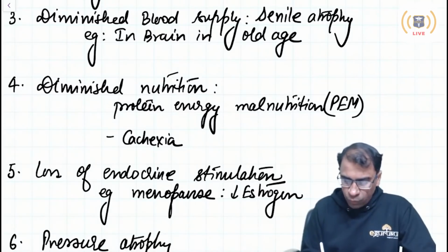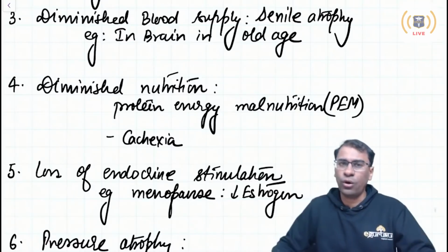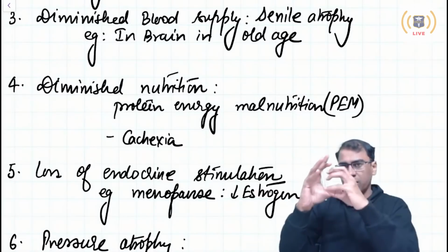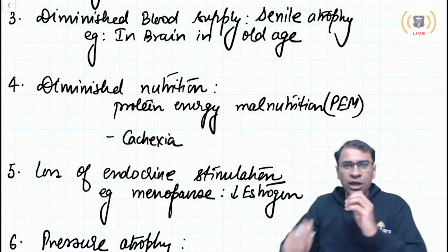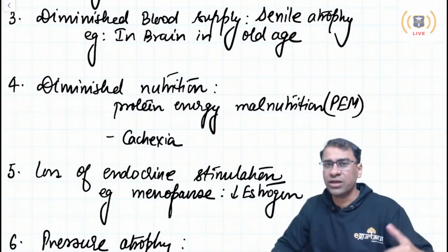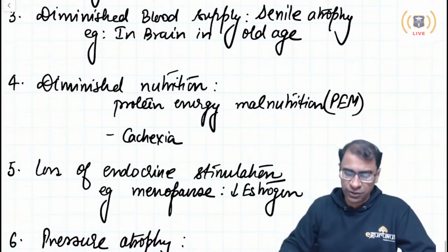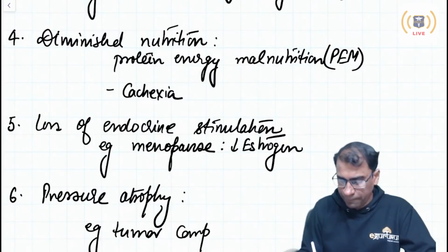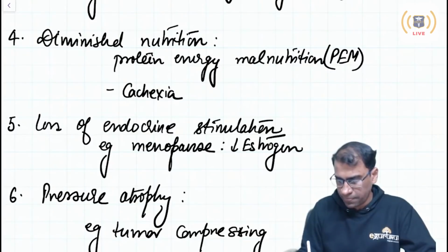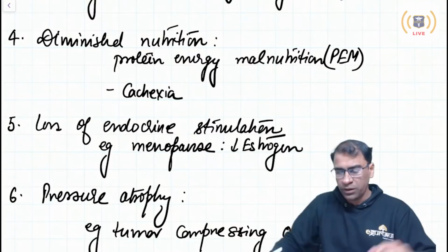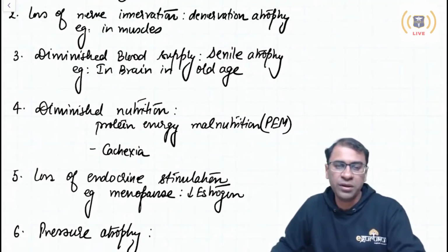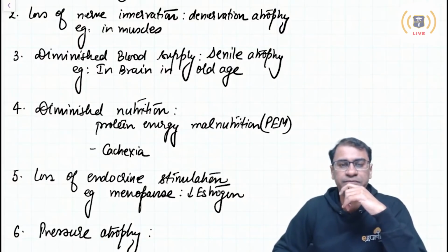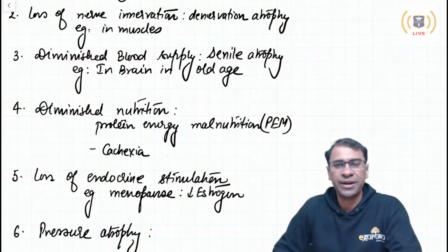Here, what happens? Suppose there is an enlarging organ or a tumor. The enlarging tumor may compress the main organ, so the entire organ will shrink in size because of the pressure from the tumor. For example, a tumor compressing an organ. This is called pressure atrophy.